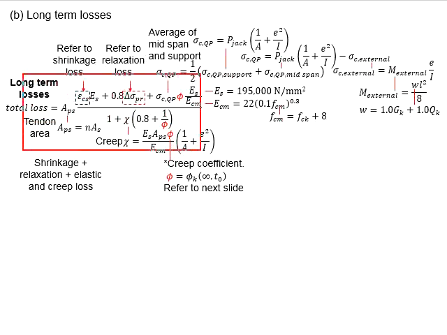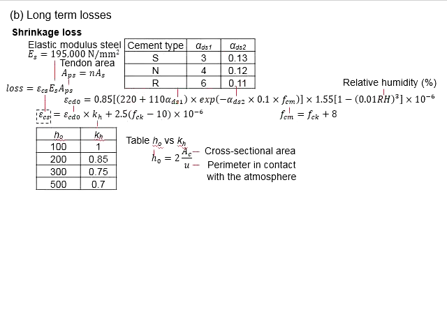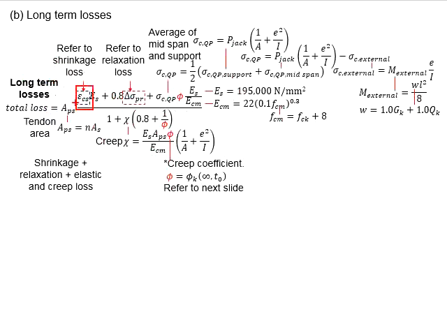Now let us look into the components of the equation here. First is the APS. It represents the tendon area, which is calculated by multiplying the number of tendons with the area of each tendon. There are components of the shrinkage losses, relaxation, and also creep. The shrinkage loss is quantified by this. If you refer to the slide of the shrinkage losses, it is calculated by multiplying sigma CS with the ES and APS. This is exactly the three components here that represent the shrinkage loss.